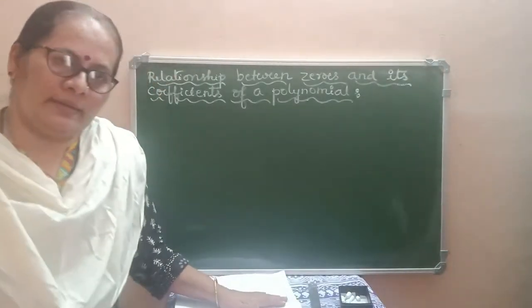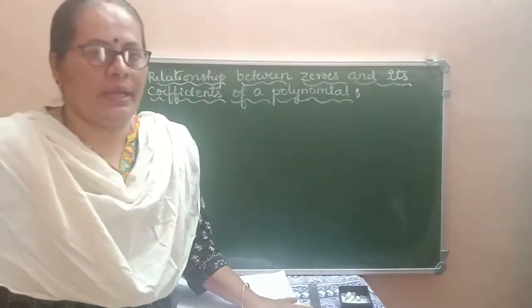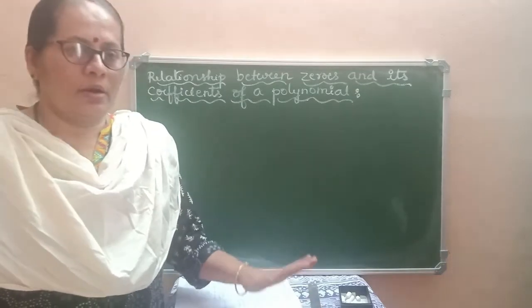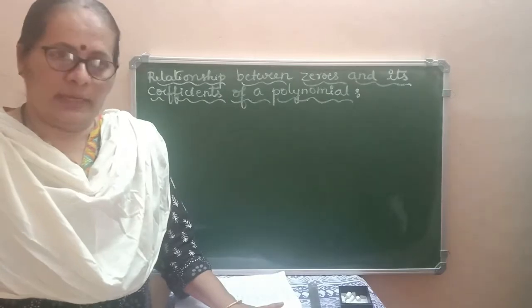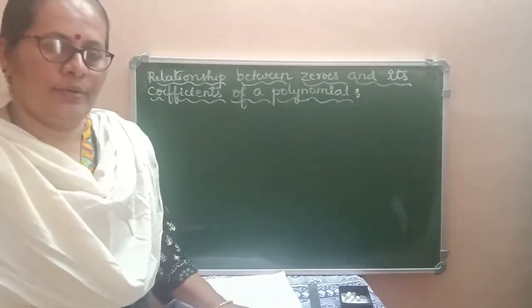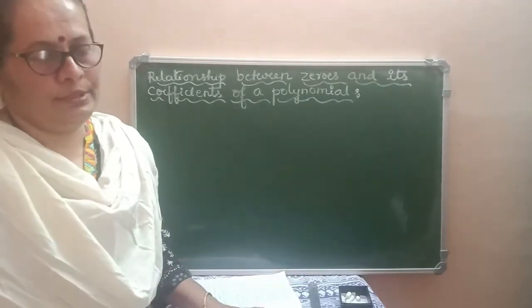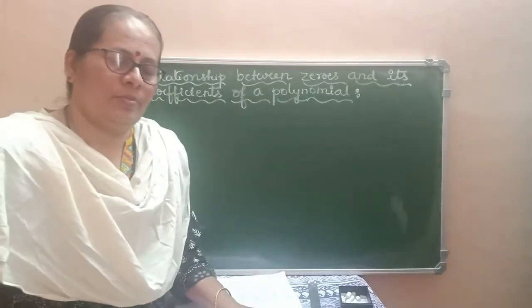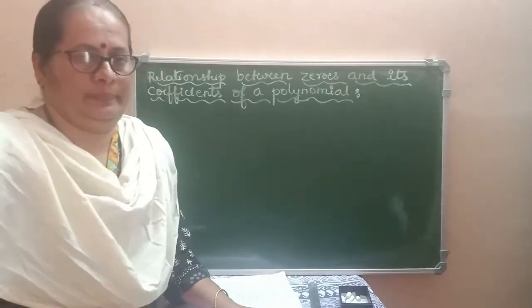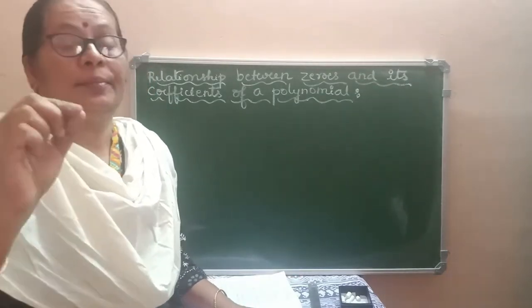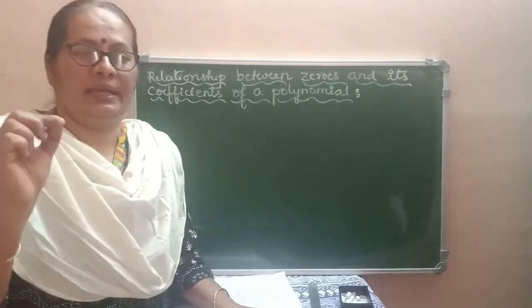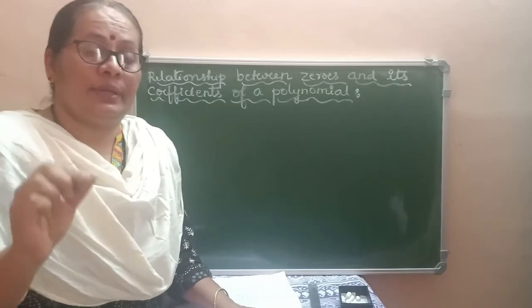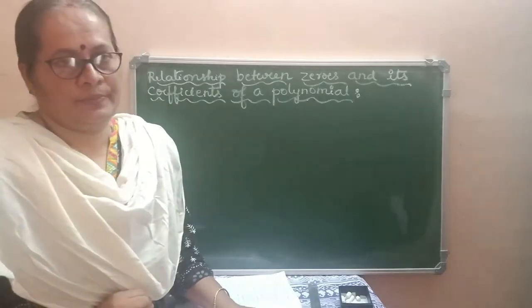So far we learned how many zeros a quadratic polynomial has. A quadratic polynomial has at the most two zeros. That means it may have 1 zero, 2 zeros or no zeros. Suppose a polynomial of degree n. It has n number of zeros. So any polynomial of degree n has n number of zeros.